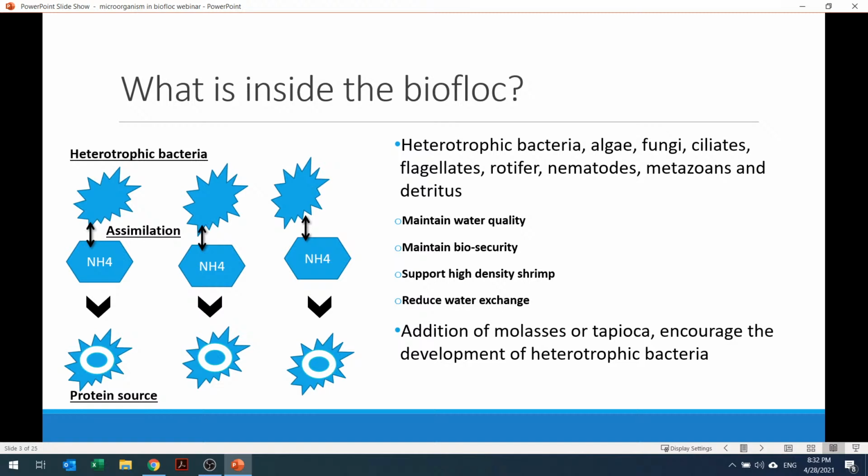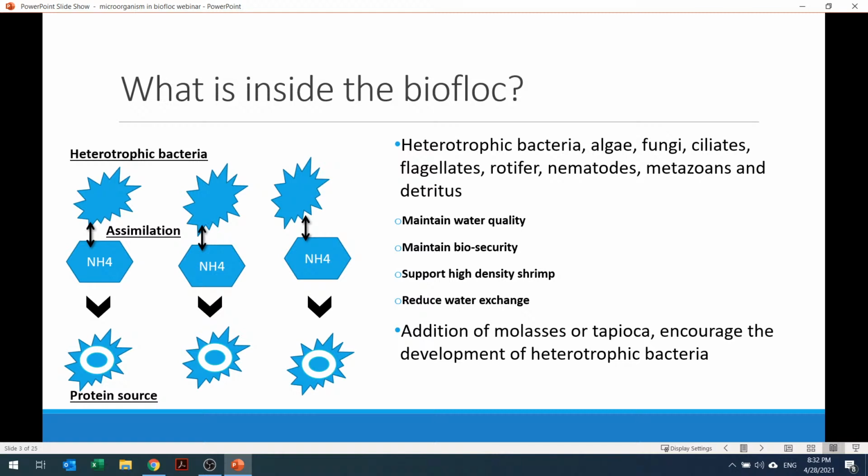These microorganisms are heterotrophic bacteria, algae, fungi, ciliate, flagellate, rotifer, nematode, metazoan, and detritus. But not everyone can have all of these microorganisms inside their biofloc system. The presence of these microorganisms will help to maintain the water quality, maintain biosecurity, support high density shrimp and help to reduce water exchange.